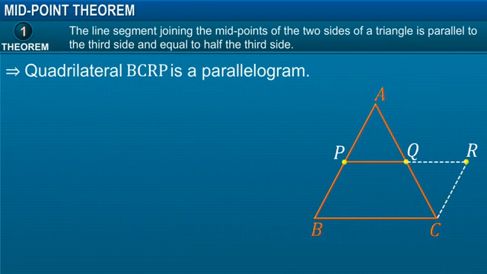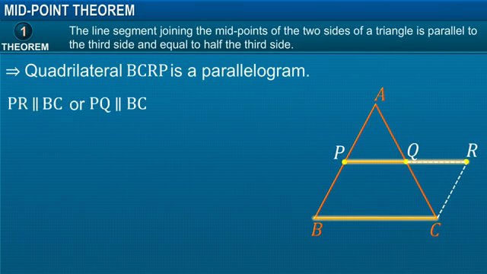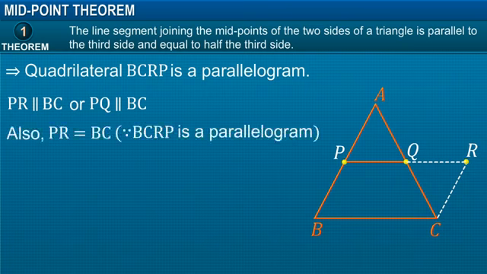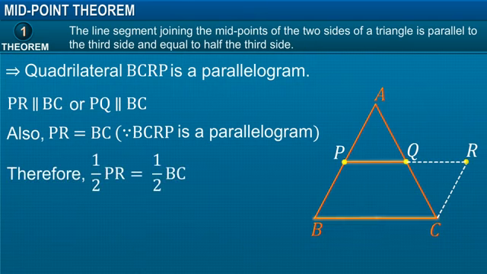Now, since opposite sides of a parallelogram are parallel, PR is parallel to BC, or in other words, PQ is parallel to BC. Also, opposite sides of a parallelogram are equal. Therefore, PR is equal to BC. Therefore, half of PR is equal to half of BC. Or, PQ is equal to half of BC.